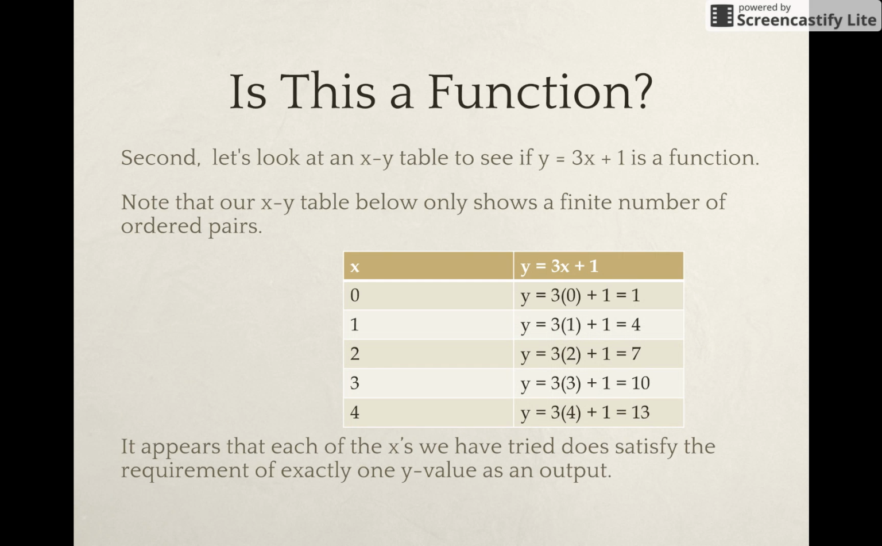Let's take a look at our second representation, the xy table, and see if it can give us a little more information. We're trying x equals 0, 1, 2, 3, and 4. Each time that we plug those x values into our equation and find the corresponding y, you'll notice that we're getting exactly one y value paired with each of those x's. So far, it's looking like it's going to be a function.